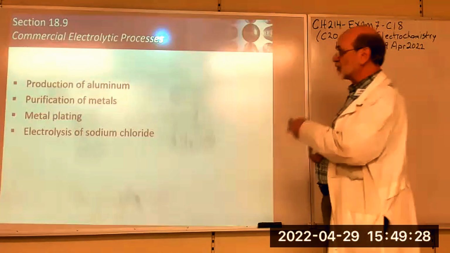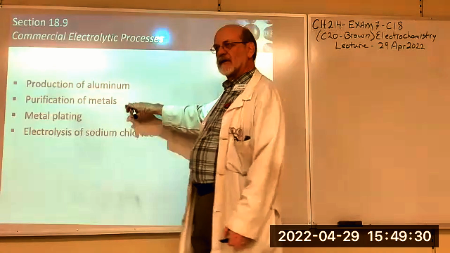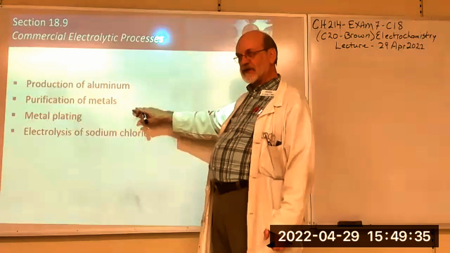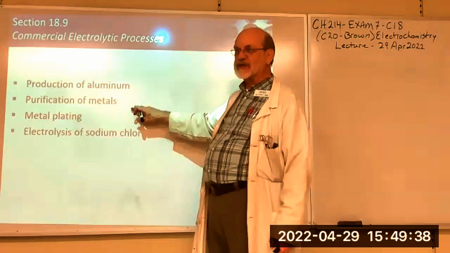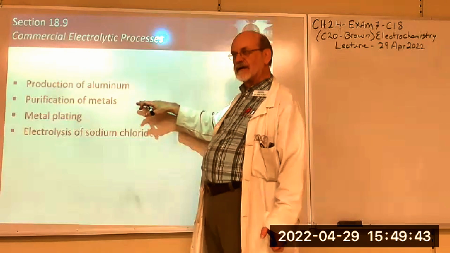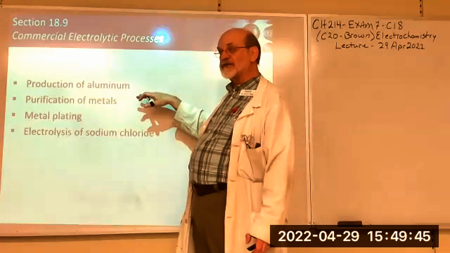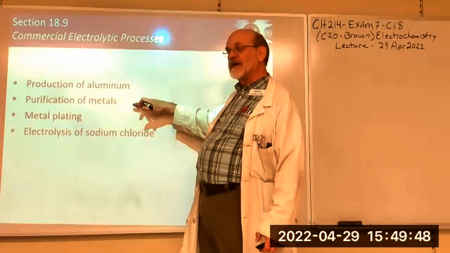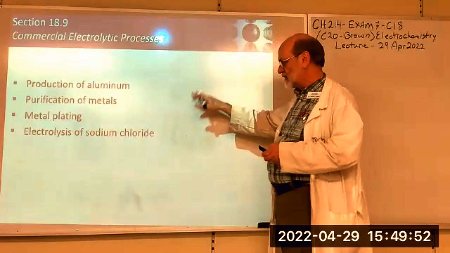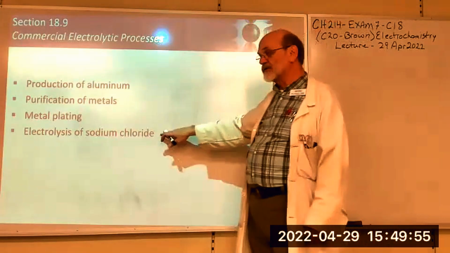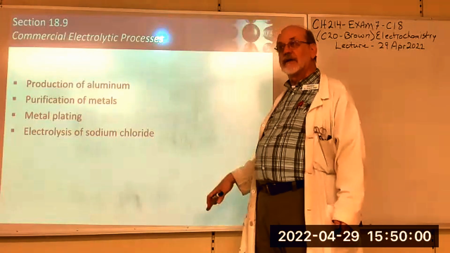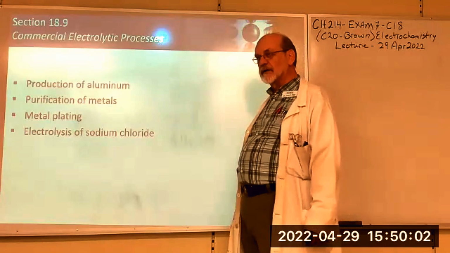So we can produce aluminum and purify metals, like pure copper. In order for copper to be useful as a conductor, it needs to be 99.99% pure. The smelter produces maybe 95%, and then they send it off to a secondary process, and they use electrolysis to purify it further. Metal plating is another option. Silver is more conductive than copper. Yes, it is the most conductive metal.